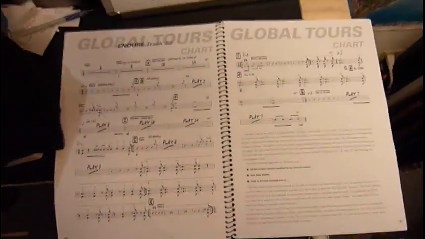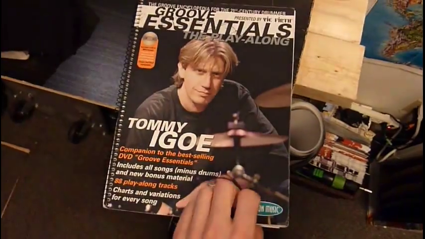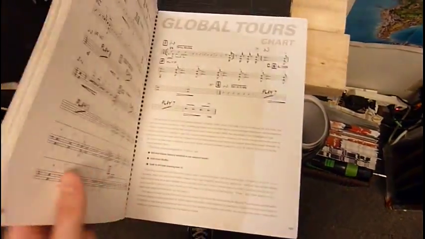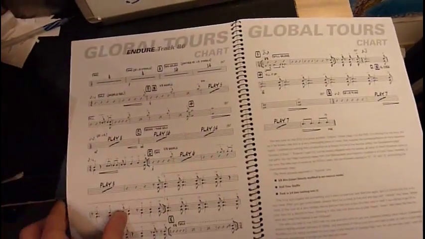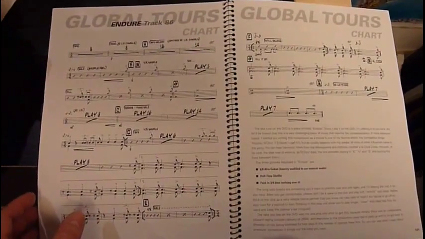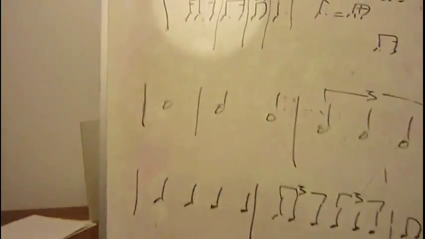Okay, read and chart. Tommy Igoe put this book together. This is the Groove Essentials, extremely famous, extremely awesome package. You get DVDs with it. Actually, no, the DVD is separate. But go for it. Check it out. Have fun. Okay, just going to take you through this really quickly.